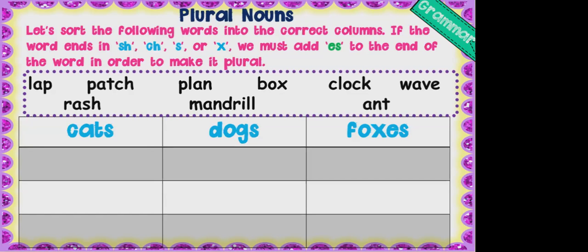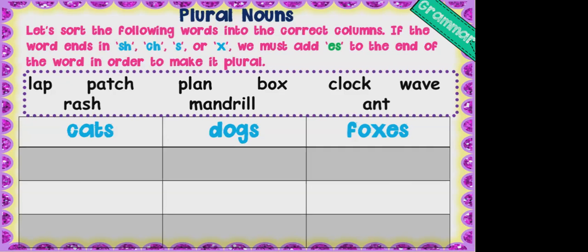What about rash? It ends with an SH. So what do we have to do? We have to add an ES to it, and it makes it rashes. So it'd go under foxes. What about a mandrill? We're just going to add an S, right? Yep, because that would make it more than 1. An ant, we would add an S also to make it more than 1.